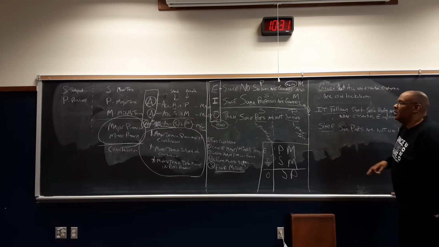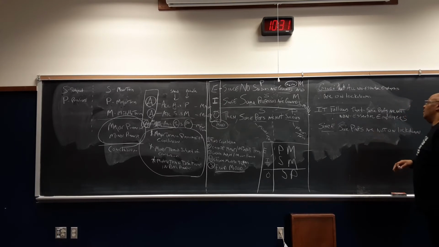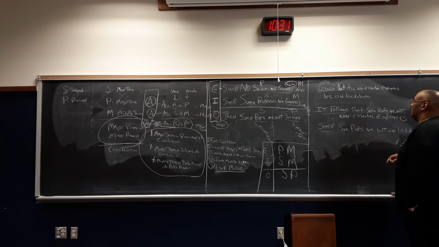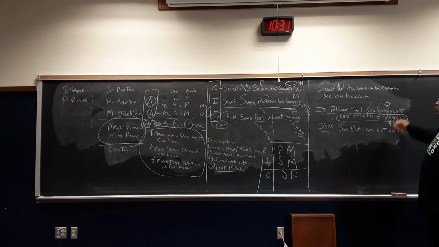Once we find the conclusion, locate the major and minor term, right? The major term is the predicate of the conclusion. Non-essential employees is my P. Professors is my S. The predicate of my conclusion is P; that's the major term. The subject of my conclusion is S; that's the minor term.